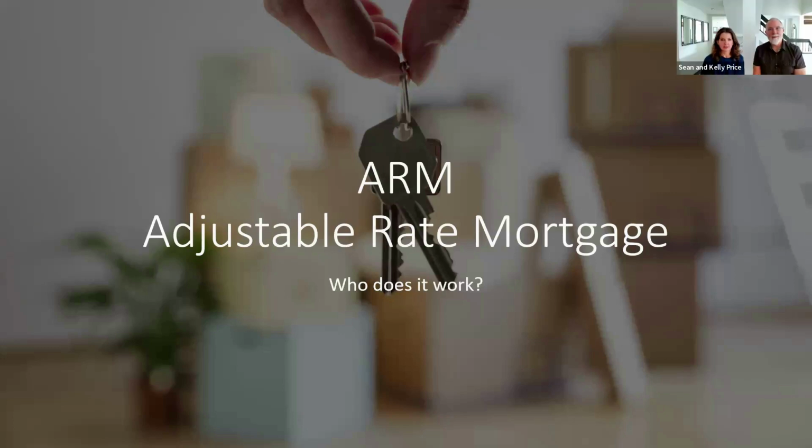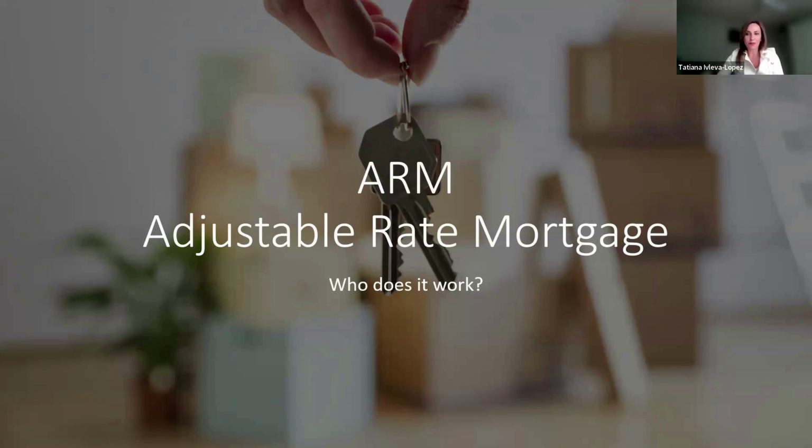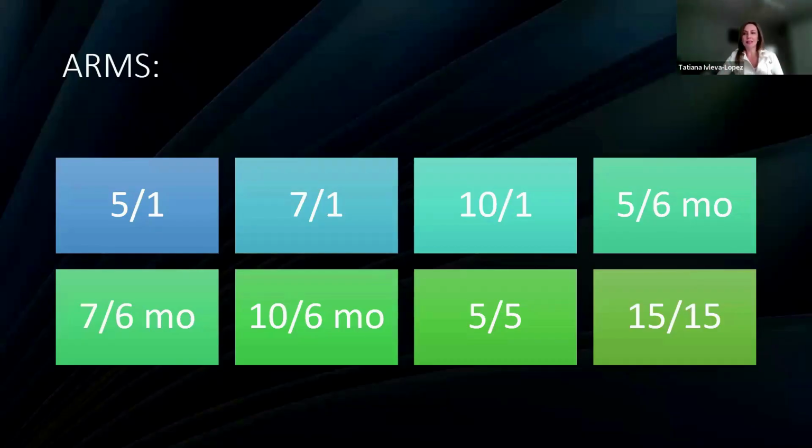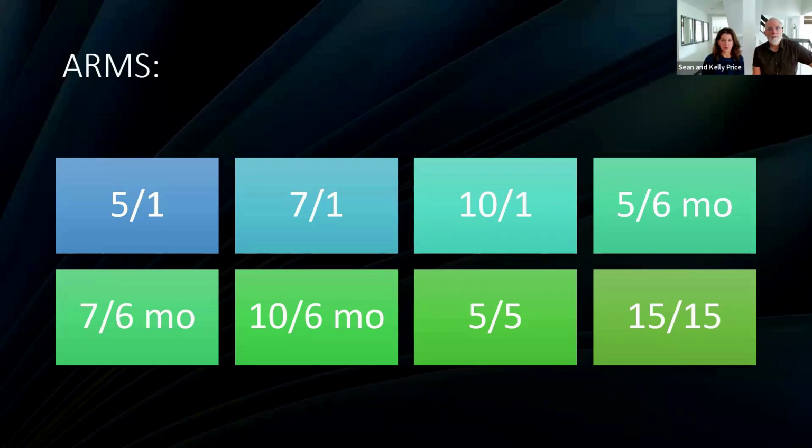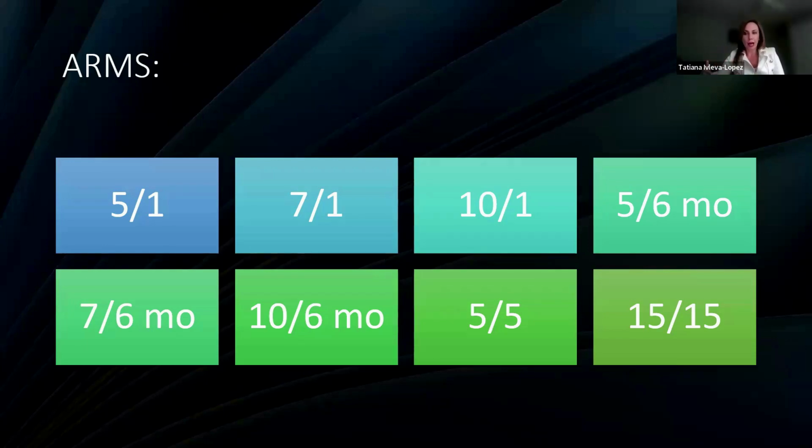It looks really good. Okay, so ARM stands for adjustable rate mortgage. There are different options: 5-1, 7-1, 10-1, 5-6 months, 5-5, like you mentioned, 15-15. What that is, 5 stands for the locked period, 5 years. The interest rate is going to be locked for 5 years. 1 stands for how many times it's going to adjust annually. So it's locked for 5 years and then it adjusts once a year.